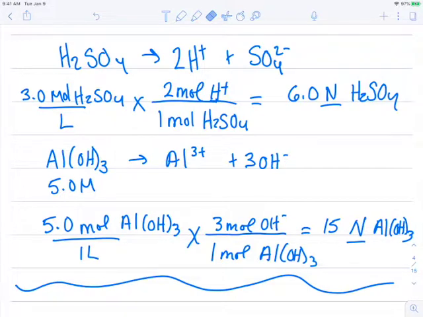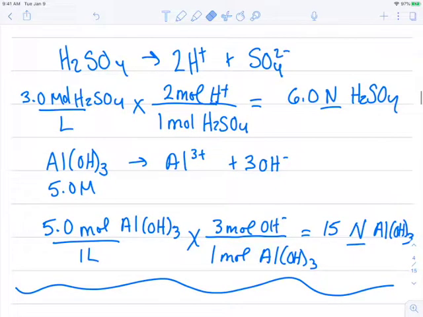We could do something similar for aluminum hydroxide, which is a base. So if it is 5 molar, we could take 5 moles per liter and then convert 1 mole of aluminum hydroxide into 3 moles of hydroxide, and we would then call it 15 normal aluminum hydroxide. So any questions on this part right here? We went over some similar examples last class.